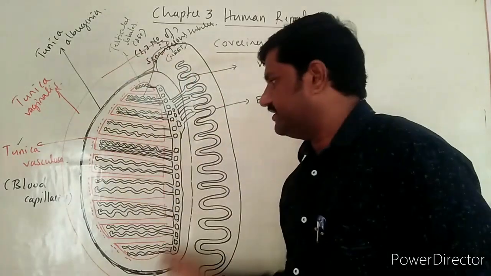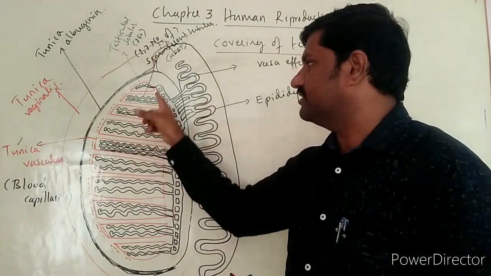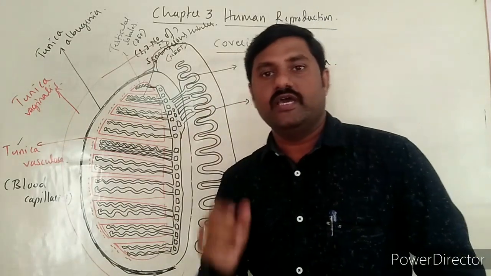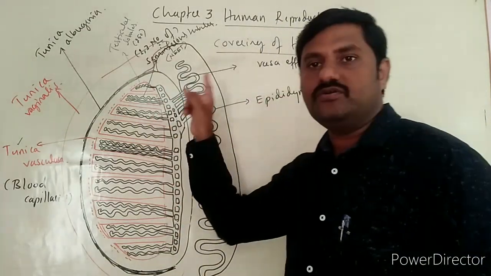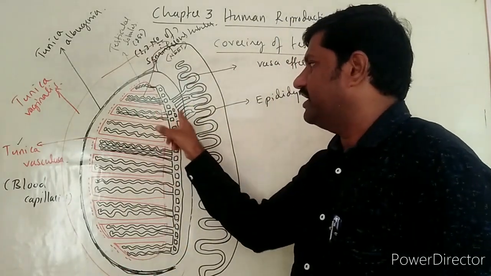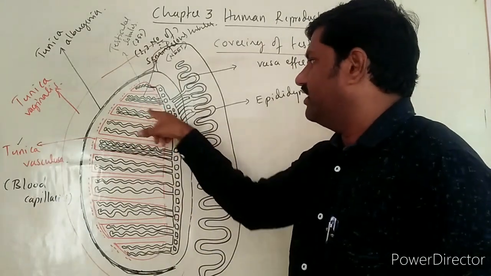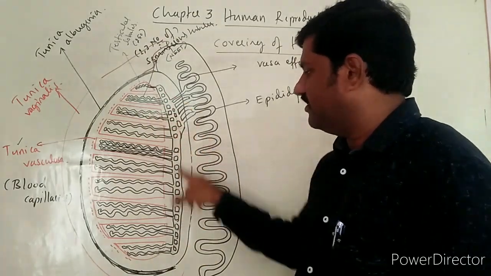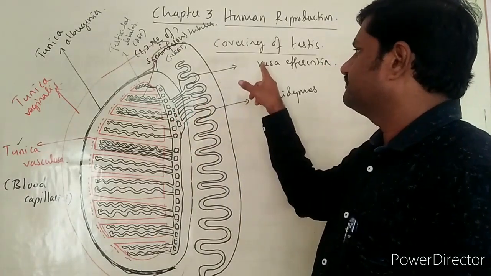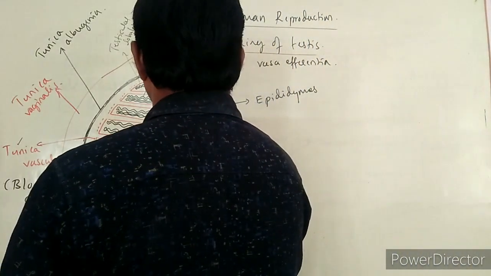See here, whenever you take a section of this testis, you come across a number of compartments, and each compartment is called a testicular lobule. Each testicular lobule contains 1 to 3 seminiferous tubules, and these seminiferous tubules are closed at one end and open at the other end, and all of these together form a network of tubules, and this network of tubules is called what? This is rete testis.